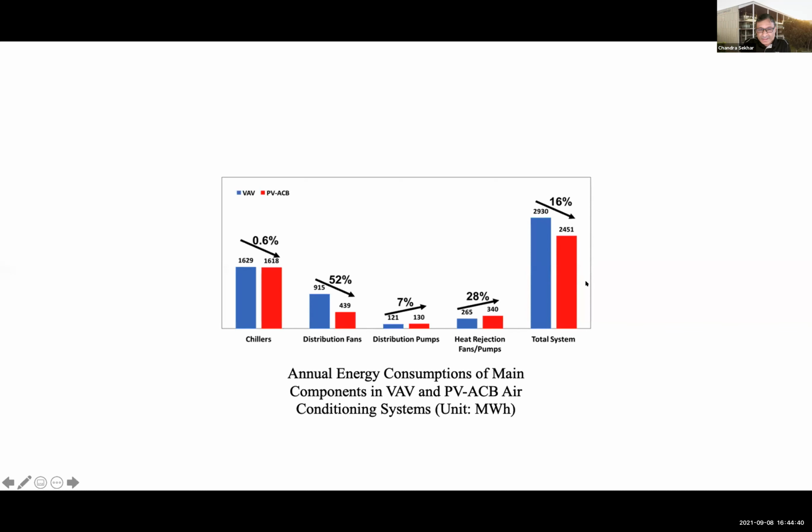Where do all these savings come from? Look at that, the distribution fans. We don't have a return air to be transmitted or moved around. So transport energy is considerably reduced. And the fact that your background temperature can be maintained warmer.